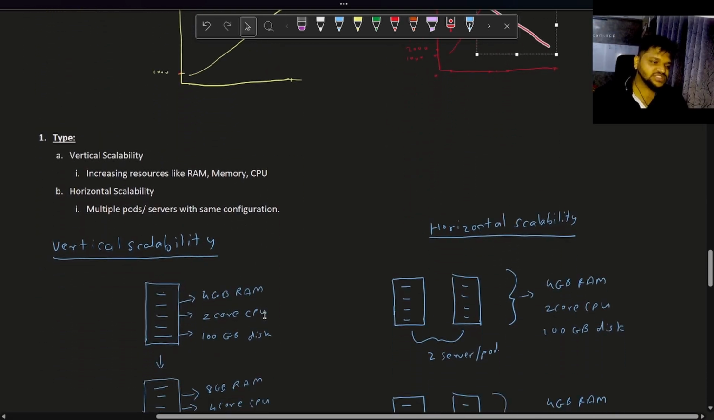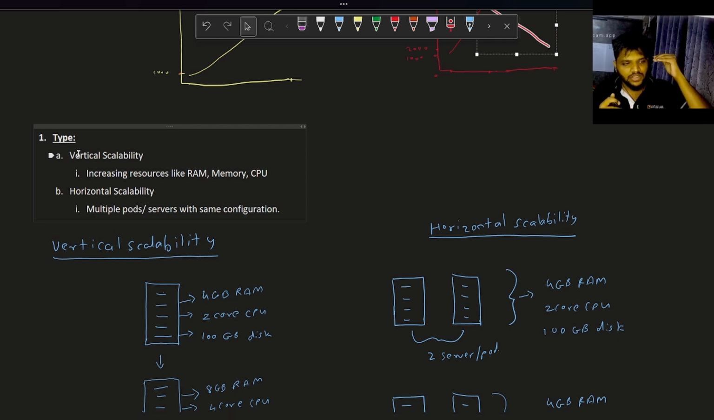Next, we would be discussing types of scaling. So there are two things, vertical scalability and horizontal scalability. These are not types basically, but after the scaling happens, how are we going to tackle that problem? We are going to tackle it via vertical scalability and horizontal scalability.